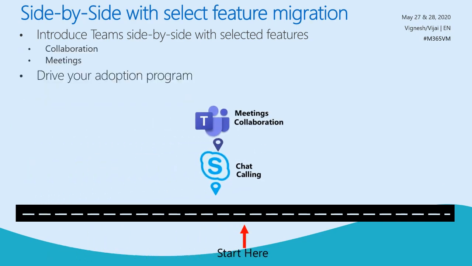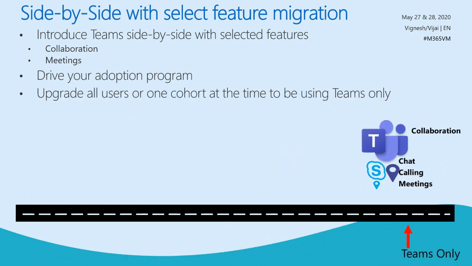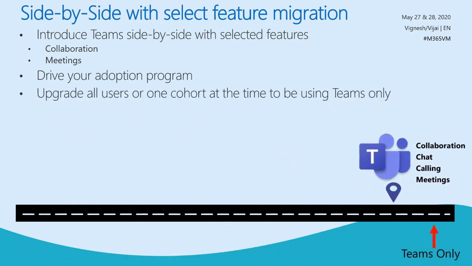Okay, the next step, what we can do is we can have only the chat and calling in Skype and we can move the meetings to Teams. So there is no overlapping feature. Slowly we are moving one by one to Teams. The last one would be, we will finally move the chat and calling to Teams. Again, we need to consider one thing here: chat and calling cannot be separated. It's all integrated. So when you're moving, you need to move them together only.